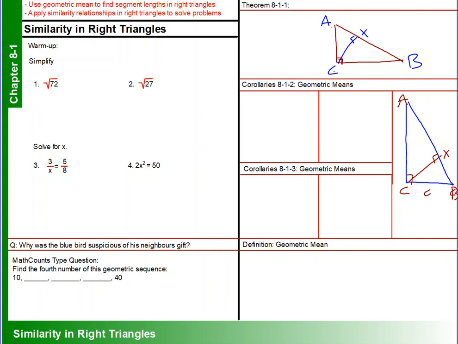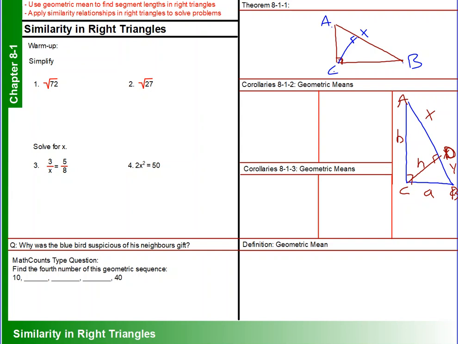So I'm going to call this a because it is opposite angle A. I'm going to call this b because it's opposite angle B. Now c, obviously, is broken into two parts, and we're going to call this, okay, actually, let's call this D. All right, so let's call this x, and let's call this y, and I'm going to call this h for the height of the triangle. And again, side lengths are all lowercase.